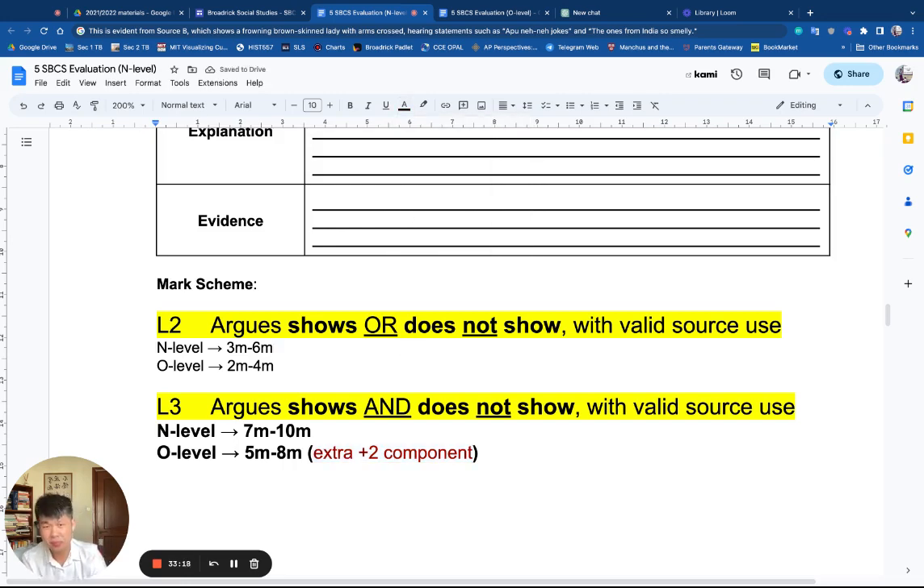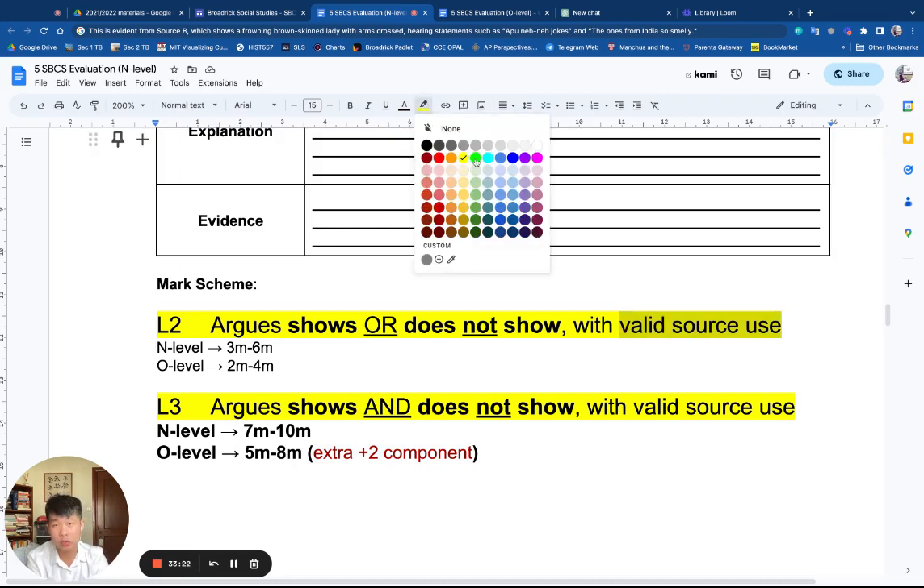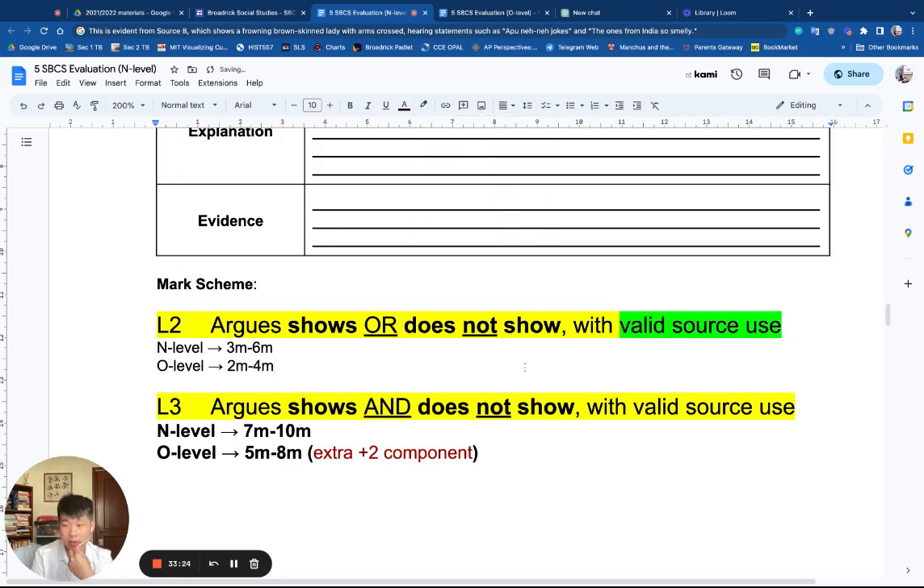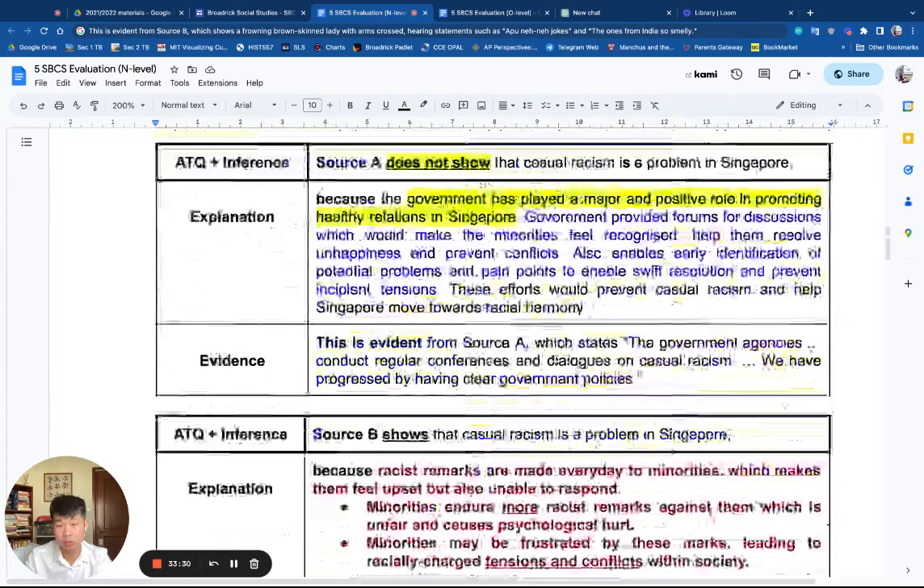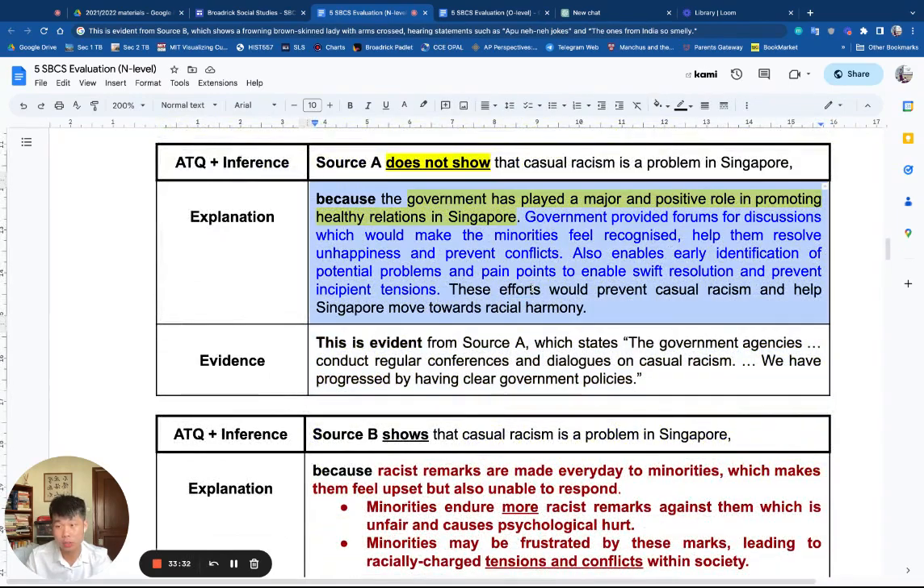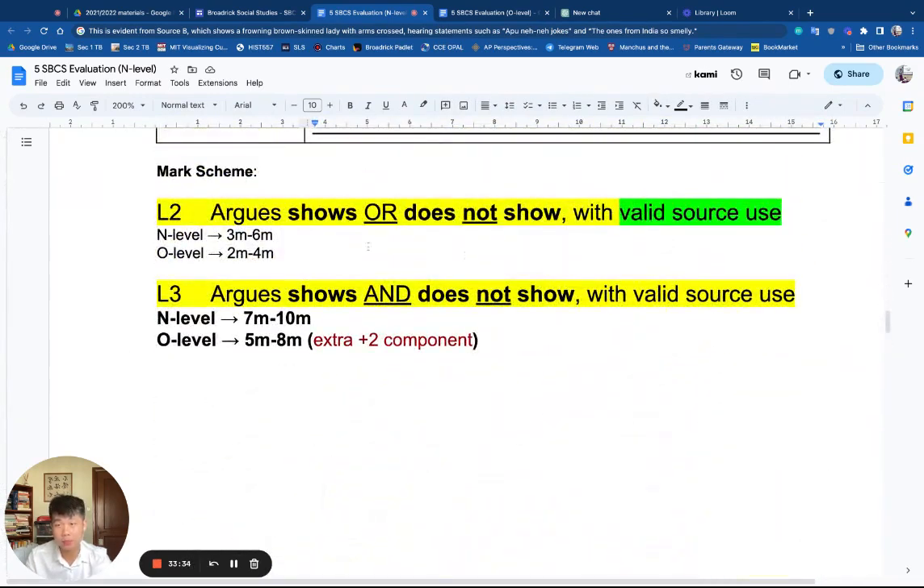Two remarks. First thing is over here, you notice this thing called valid source use. It means you must use evidence from the sources, exactly as how we did it, right? This is a very good example, right? We draw evidence and we explain from the source. So you must use the sources, you must draw evidence, and you must craft the argument. If you follow the lesson and you follow exactly what we did today in this video, you are fine. You are following the requirements of the mark scheme.